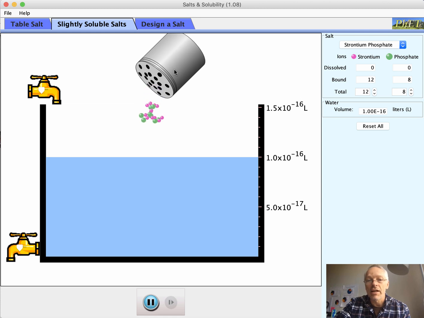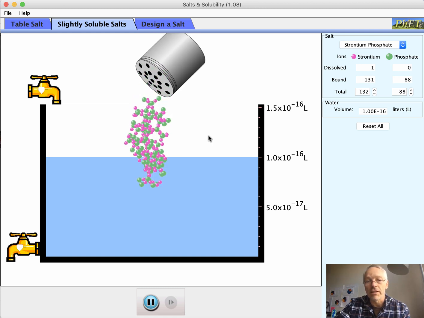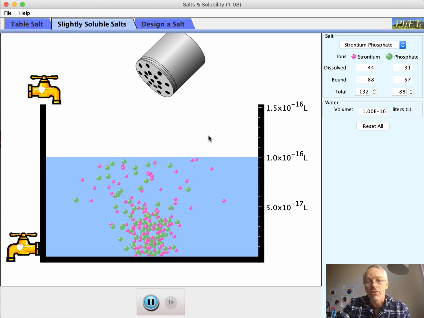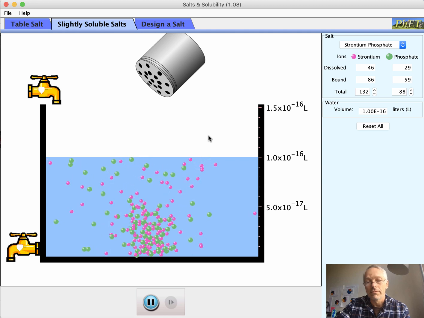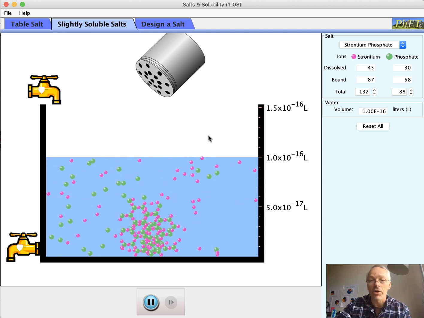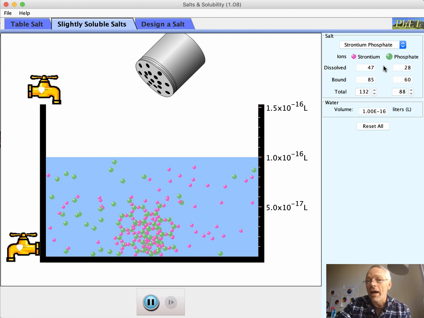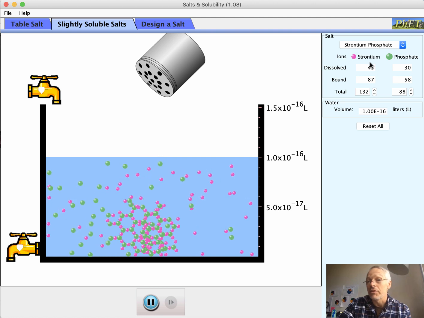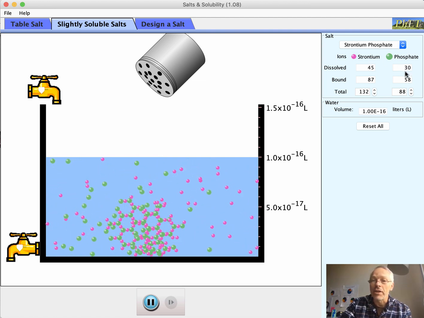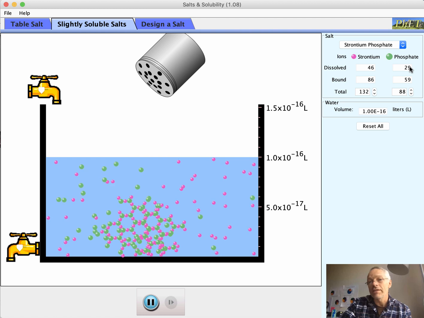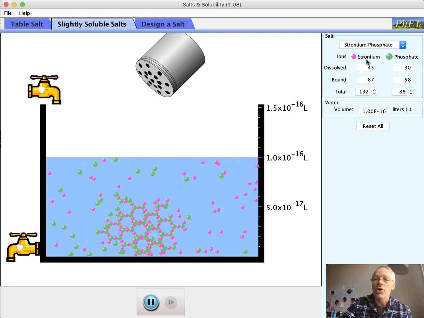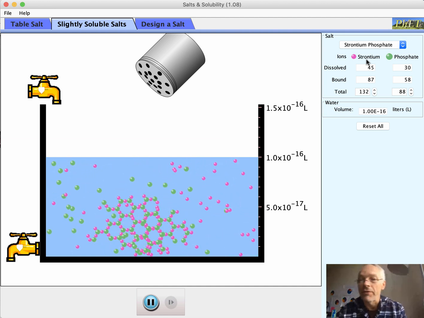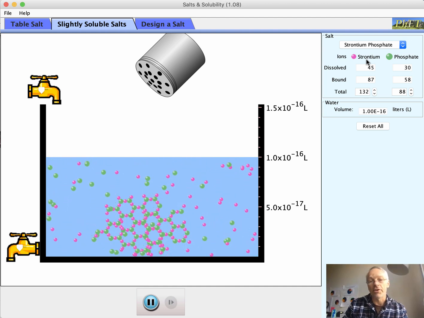So let's see what it looks like if I shake in some strontium phosphate into our volume of water here. Well, there are quite a few ions that have broken off of the crystal. We have about 46, 47 ions of the strontium, and about 30 of the phosphate. Strontium is 2 plus, phosphate is 3 minus. So the ratio in the compound is 3 to 2. So not surprisingly, we have a 3 to 2 ratio of ions that are dissolved.